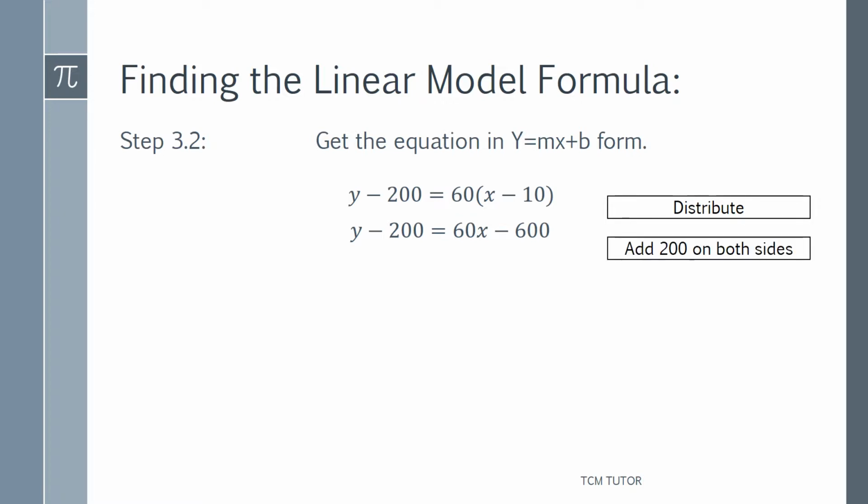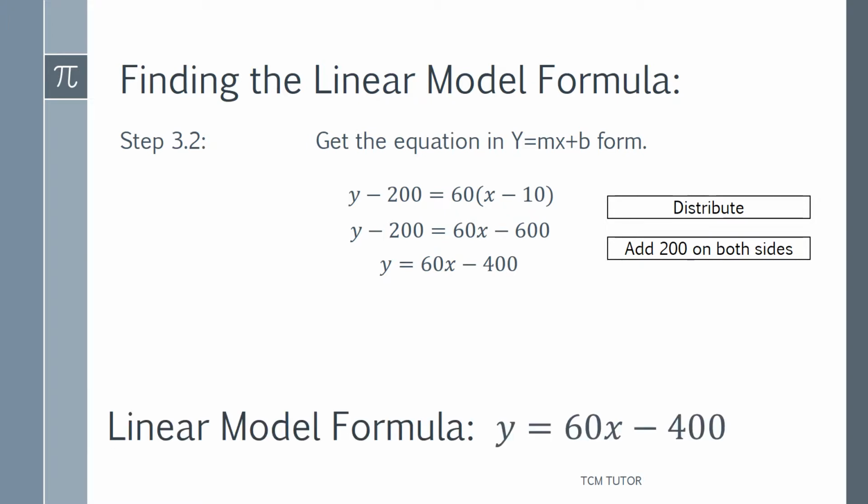Now we have to add 200 on both sides, because remember, we have to get y by itself on one side of the equal sign. So when we do that, we get y equals 60x minus 400. The linear model formula is y equals 60x minus 400.